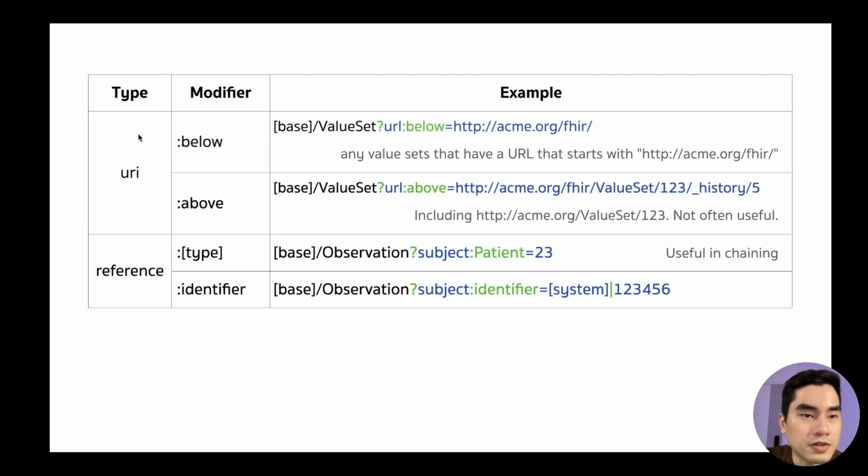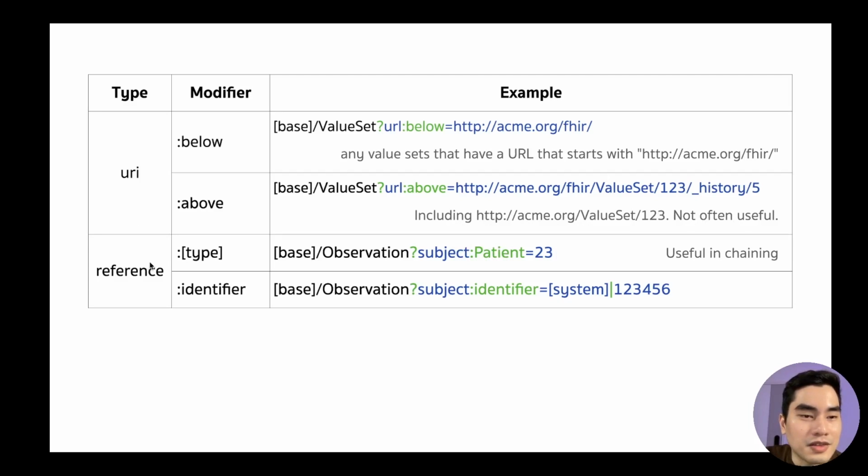For the type URI, there are also below and above modifiers. For below, if you search a value set and give a URL, it means it will return any value set that has a URL starting with this one, because it's below this one. Conversely, above will include every URL that is above this. So this one here is above this one, right? But in the FHIR spec, it says it's not often useful.